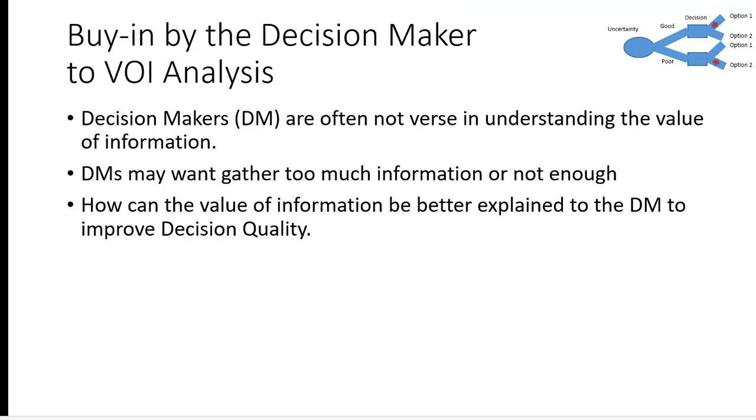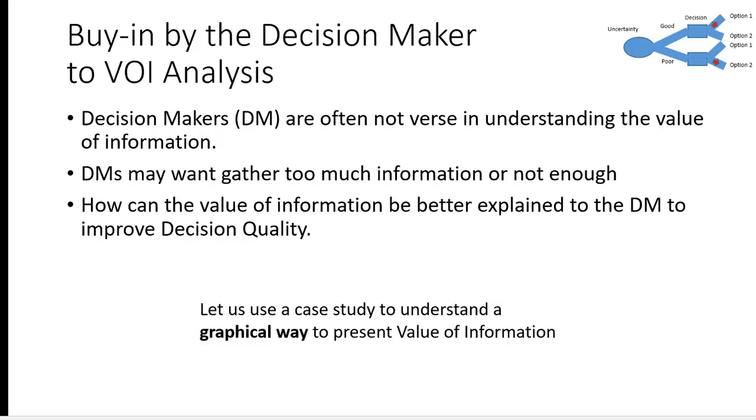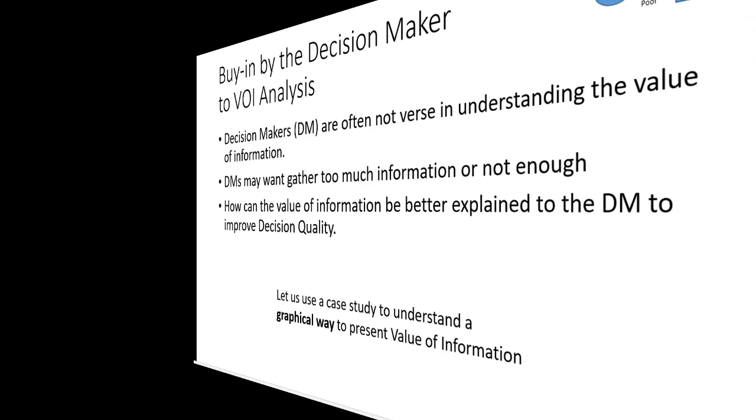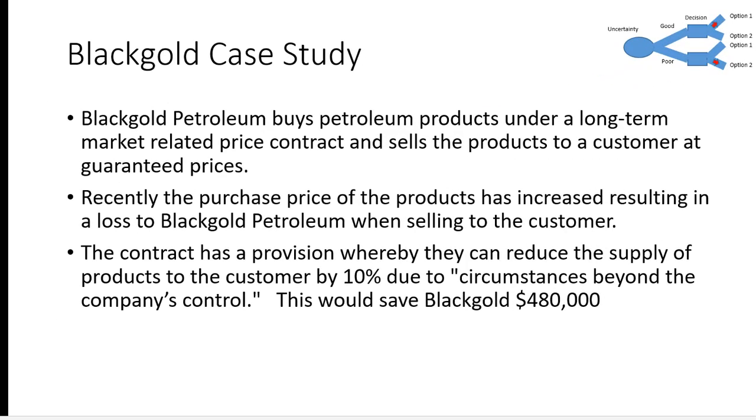So how can we present the value of information to better explain to the decision makers so they can improve their decision quality? Let's use a case study to understand the graphical way to present the value of information. Let's look at the Blackgold case study.